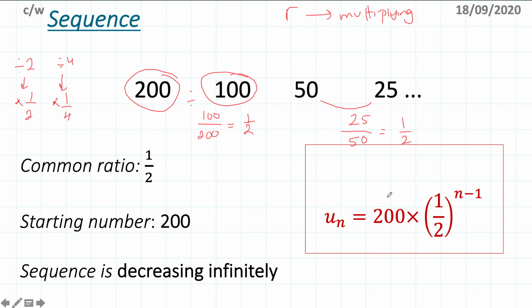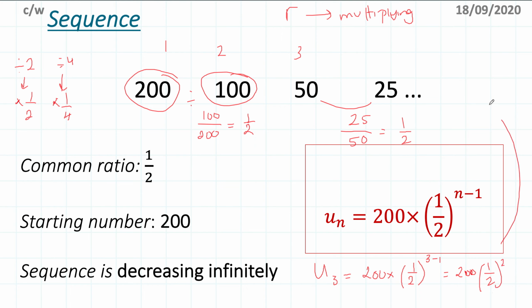And we can again check that we will get the value. So let's say this is 1, 2, 3. Let's say I want to get the third term. That's 200 times a half to the power of 3 minus 1. That's going to be 200 times 1 over 2 to the power of 2. So you give the power to each of the terms in the fraction. So that's going to be times 1 over 4. 200 times 1 over 4 is the same as saying 200 divided by 4. So that's just going to be a quarter of it, so that's going to be 50.